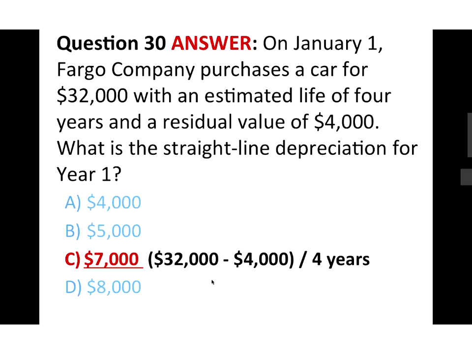Okay, and that answer, overwhelmingly, the correct answer was $7,000. That's your $32,000 cost less the $4,000 residual value divided by 4 years. So that's the straight line depreciation. Straight line depreciation is going to be the same every single year, unless in the first year or the last year you have a partial year. But otherwise, straight line is just the same every year.